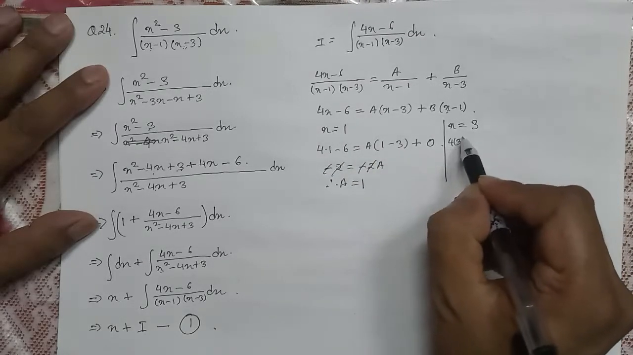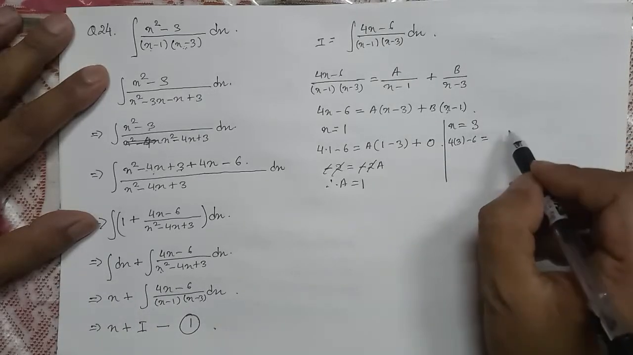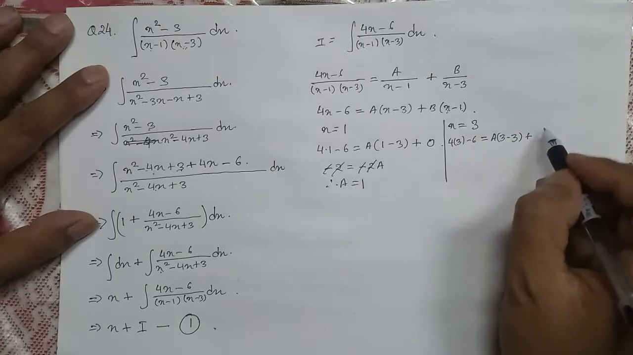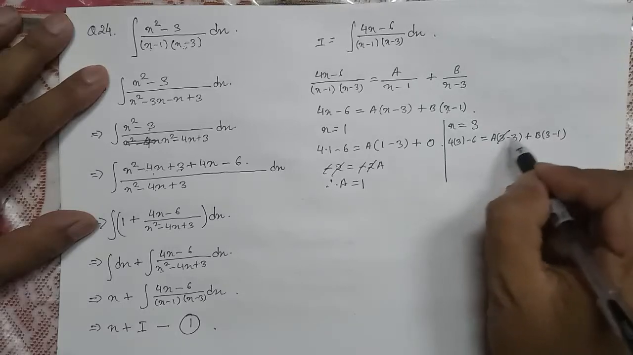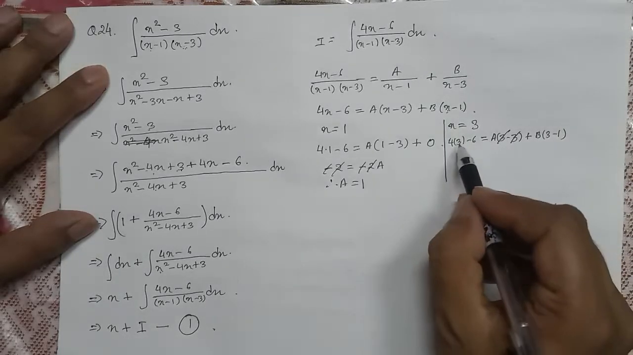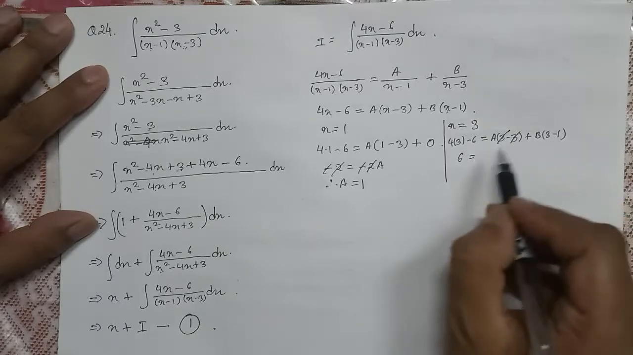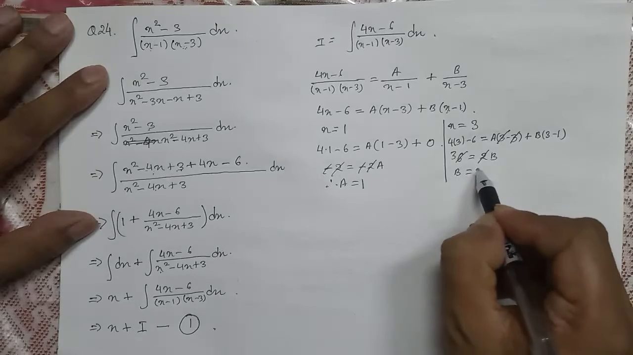4 into 3 minus 6 equals a into 3 minus 3 plus b into 3 minus 1. You get 0. 4 threes are 12, 12 minus 6 is 6. 3 minus 1 is 2, so it is 2b. Then b is equal to 3.